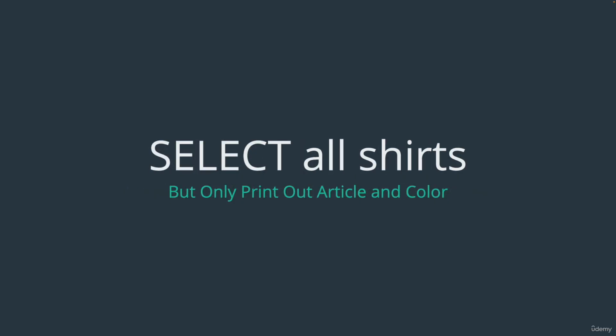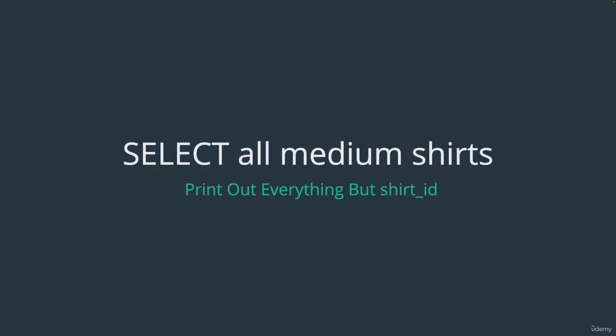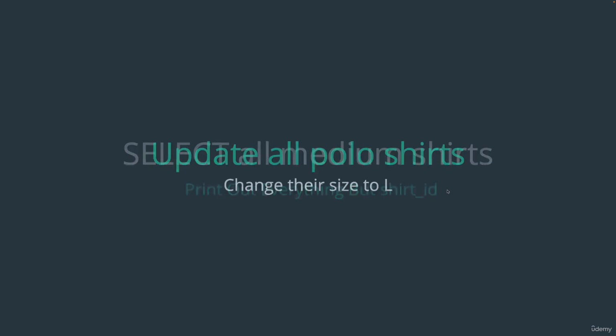And then select all of the shirts from the entire database, or rather from the entire shirts table, but only print out their article and their color. A little bit more selecting. Select all medium shirts, but don't print everything out, so we're not selecting star. Print out everything except the shirt ID. So almost everything, but not exactly.